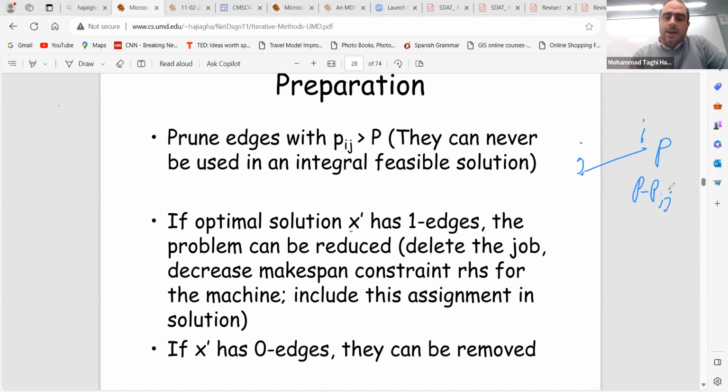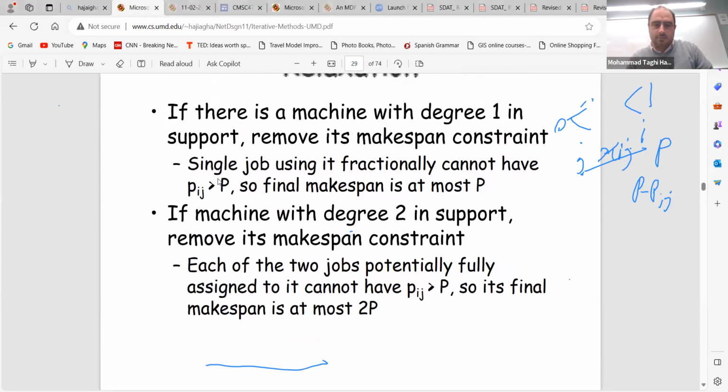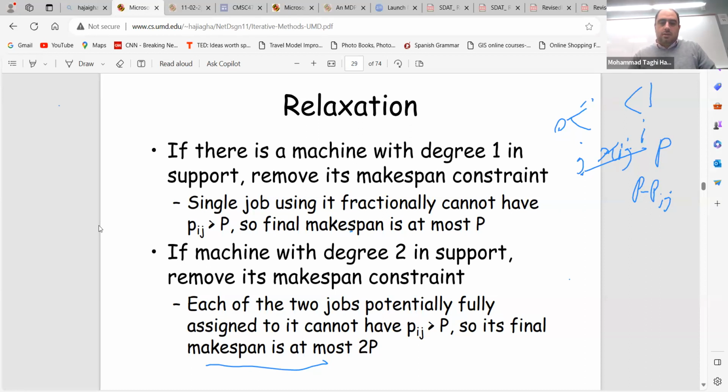So that is good. If x prime also has zero edges, I just remove them. So essentially, this is again going back to the same thing as before. I have some x_ij's here now, which are all between 0 and 1. If it is 1, I can make progress. If it is 0, I can make progress. And then the middle part is the issue.